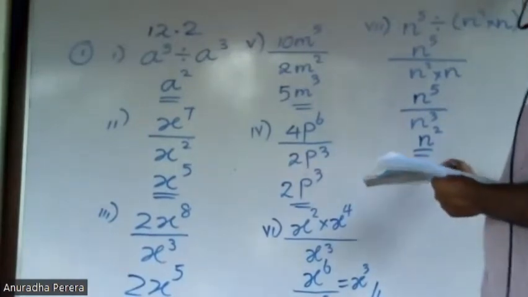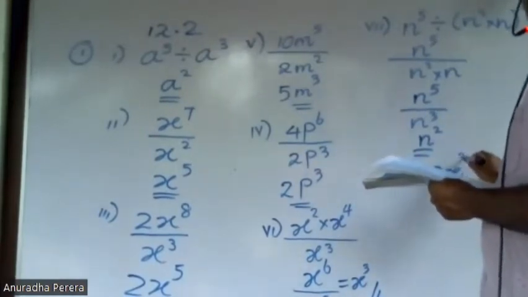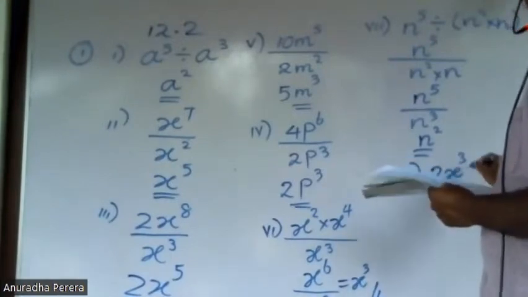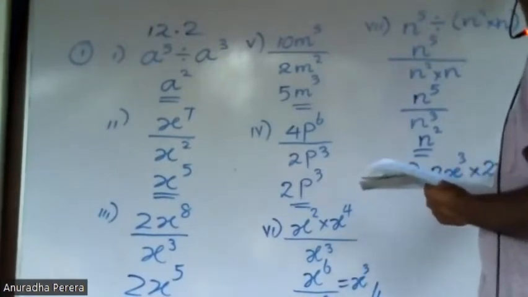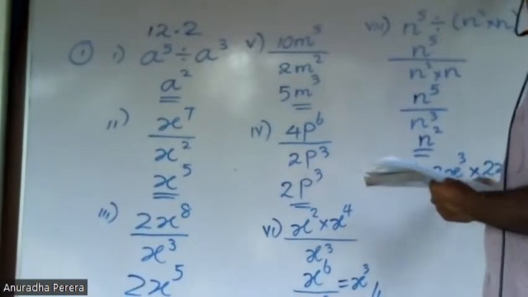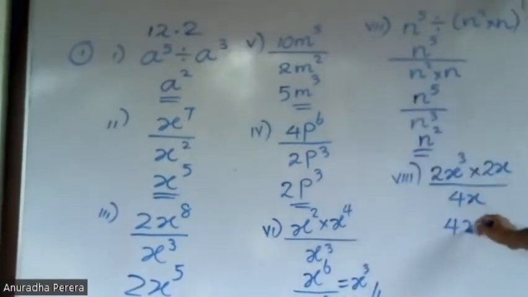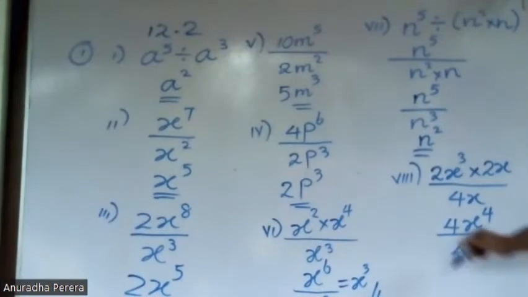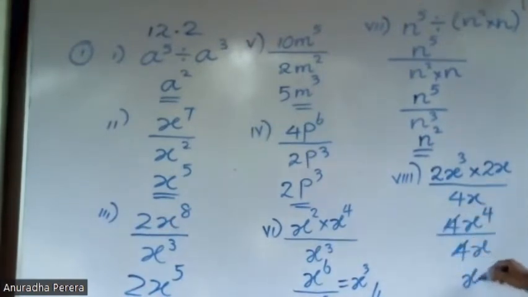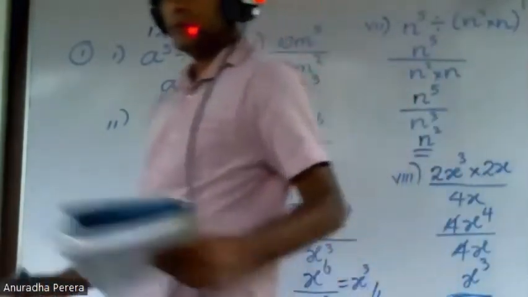Right, 8. 2x to the power 3, 2x to the power 3, 2x, 4x. Numerator 4x to the power 4. 4x to the power 3? No. 4 and 4 can be divided. The answer is? To the power 3. Yes. Only x to the power 3.